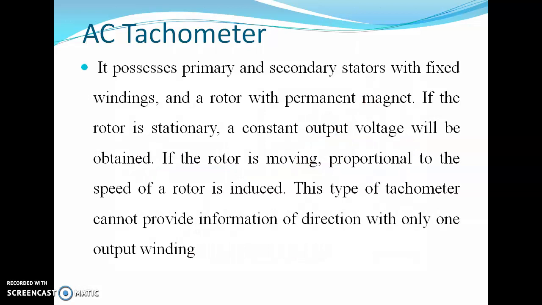Now let's see how it works. So the AC tachometer possesses a primary and secondary stator with a fixed winding and a rotor with permanent magnet. If the rotor is stationary, a constant output voltage will be obtained, and if the rotor is moving, a voltage proportional to the speed of the rotor is induced. This type of tachometer cannot provide information of direction with only one output winding. That is the drawback, right?